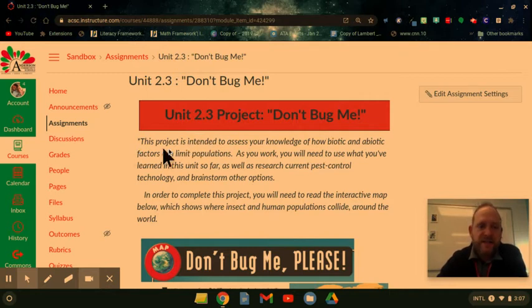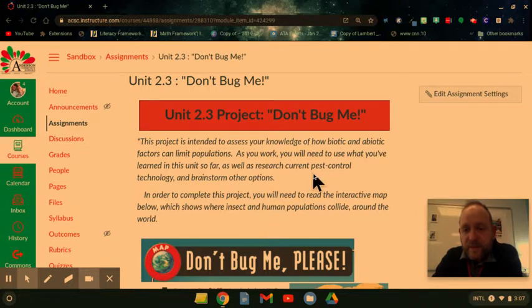on your project today. So it says this project is intended to assess your knowledge of how biotic and abiotic factors limit populations. As you work, you'll need to use what you've learned in this unit so far, as well as research current pest control technology and brainstorm other options. We're actually going to be reading about bugs below, and you're going to use what you know about how biotic and abiotic factors can limit bug populations.